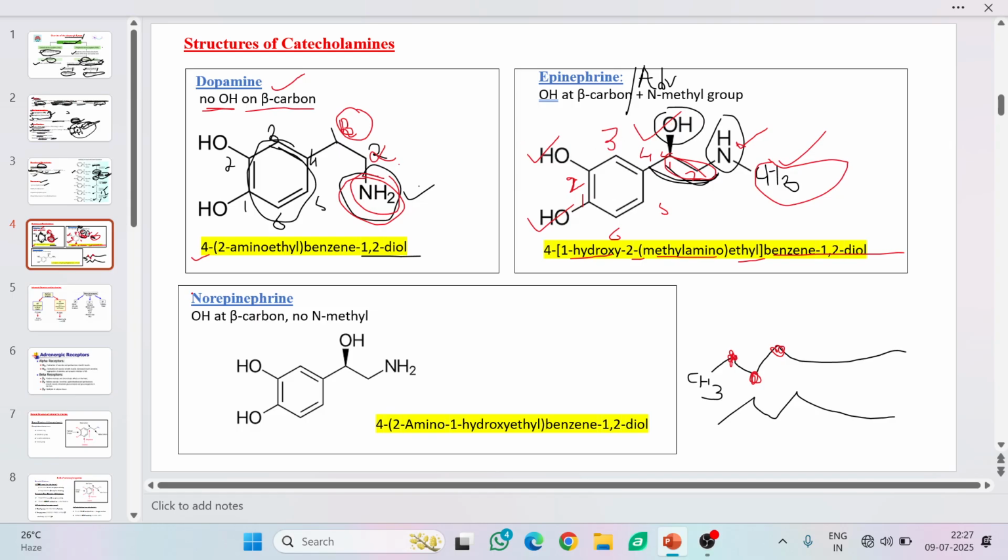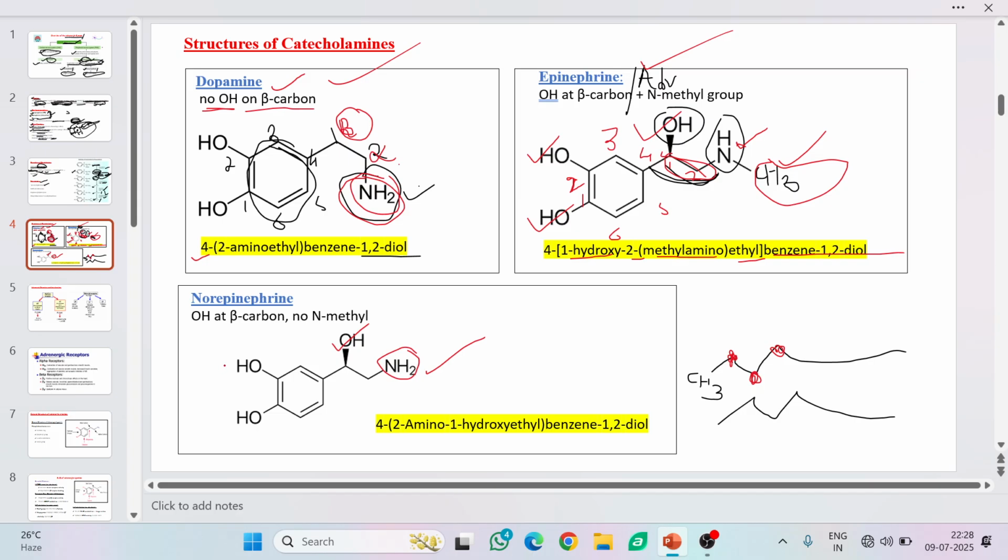Now come towards norepinephrine or noradrenaline. So we will understand how noradrenaline is different from these two structures, from dopamine or epinephrine. Okay, so see the basic structure. Everything is similar to adrenaline. The only difference is there is no methyl at NH2. Otherwise, the hydroxy at beta carbon is also the same, but the difference is no methyl.